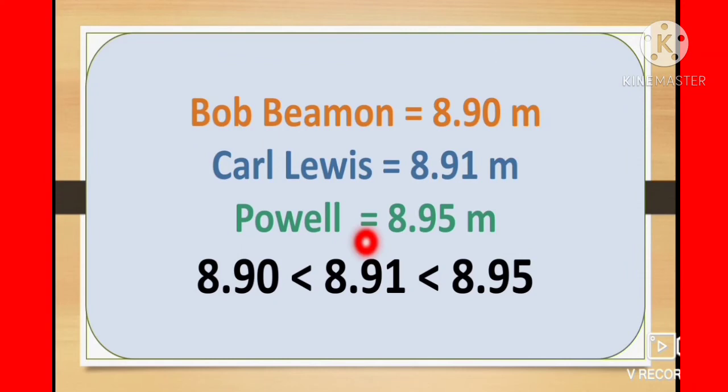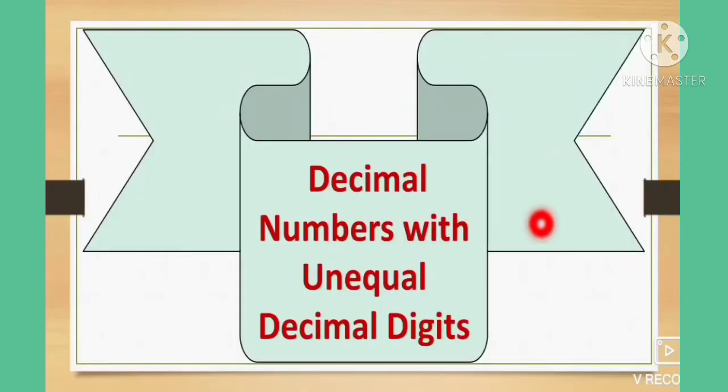In that example, we can say that 8.90 is less than 8.91 is less than 8.95. Isn't it? Here, the whole number part and the 10th place digit is equal in 3 decimal numbers. So, comparing the 100th place digits, we have this inequation. Now, let us see decimal numbers with unequal decimal digits.